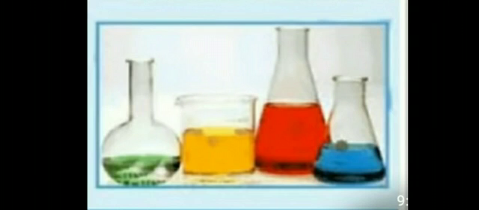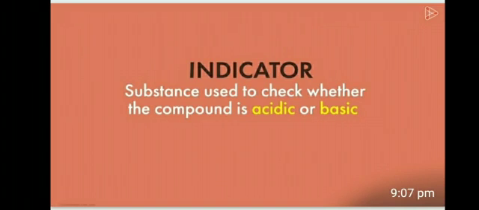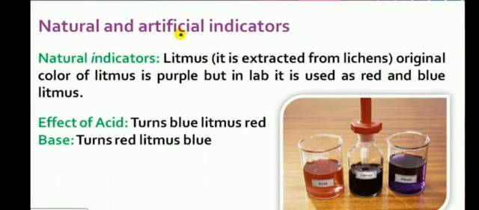So, to check whether a substance is acidic or basic, we have another concept, that is indicators. What are indicators? Indicators are those substances which change their color or odor in different types of substances like acids and bases. There are 3 types of indicators. Number 1, natural indicators. Number 2, synthetic indicators. And number 3, olfactory indicators.